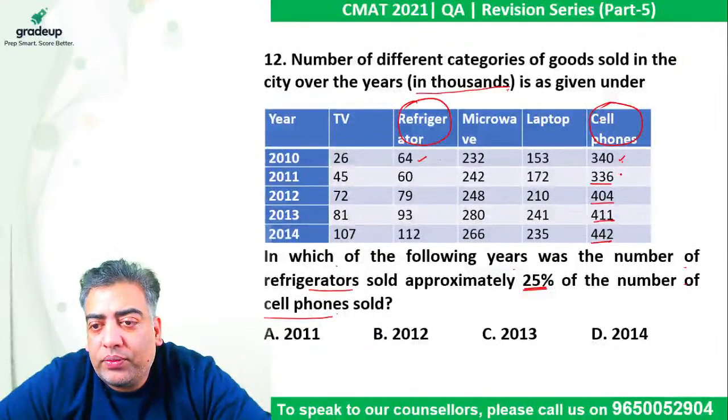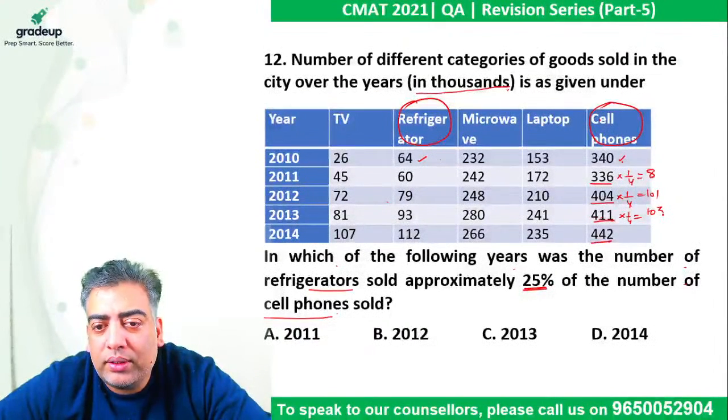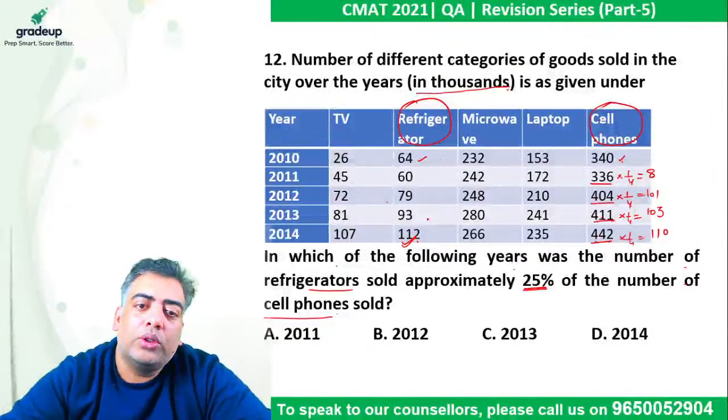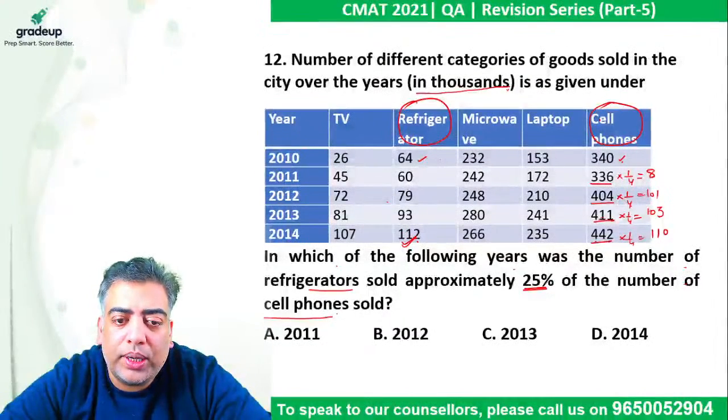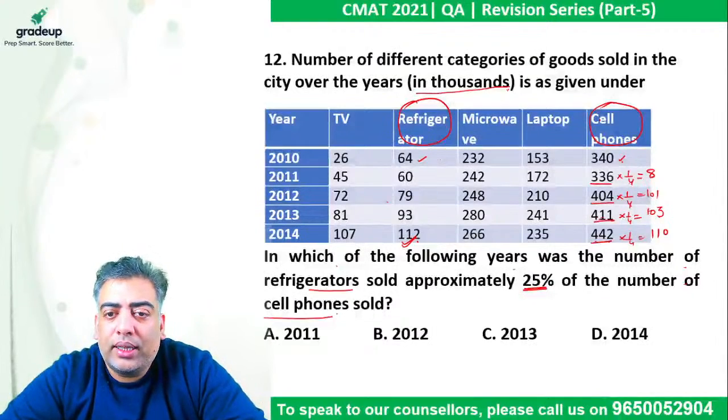If I take 1/4 of this, 4 8s are 32, it is nowhere near. If I take 1/4 of this, 4 10s will be like 101, this is also not there. Its 1/4 will be 4 1s are 4, then 0, 4 3s are 12, this is also not close. 4 1s are 4, again 4 1s are 4, and then 0, so this is the closest value. So the right answer in this case comes out to be 2014. Is it done, guys?